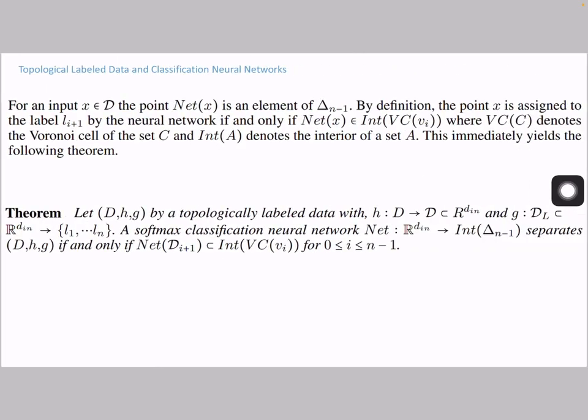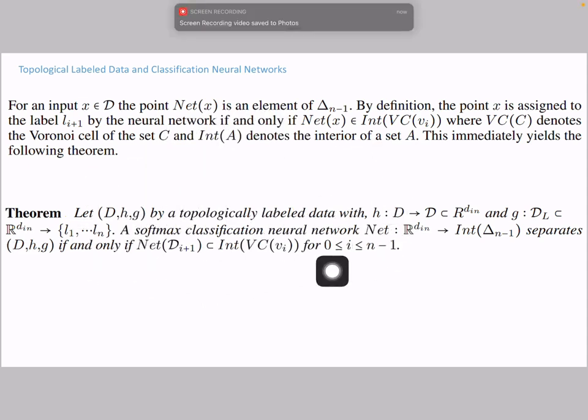So we immediately get the following theorem. Let's rephrase this in topological language. If (D, H, G) is topologically labeled data, with H mapping D to script D, which is contained in the ambient space R^dN, and D_L is the labels, then the softmax classification neural network separates the data if and only if the image of each label inside D_L gets mapped into the interior of the Voronoi cell associated with the vertex V_i. So this is just a topological restatement of what was happening earlier.